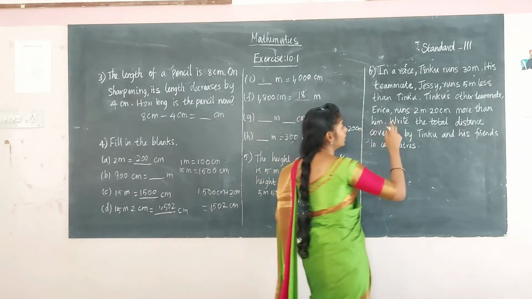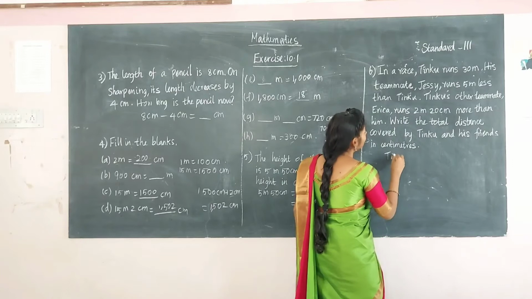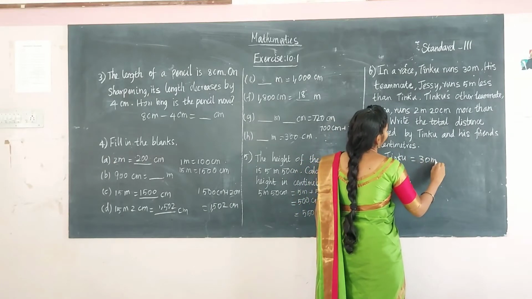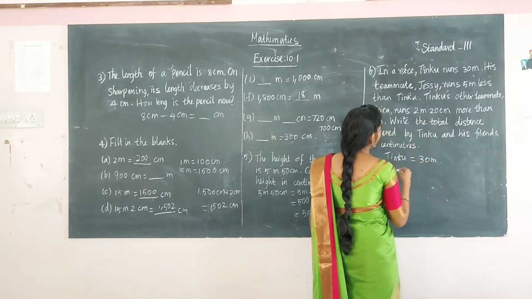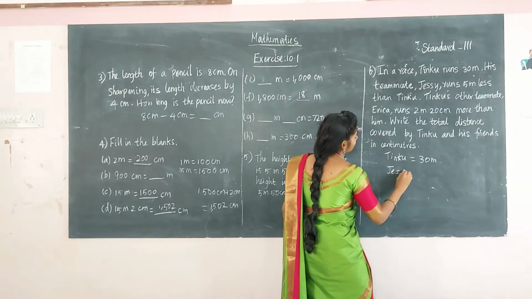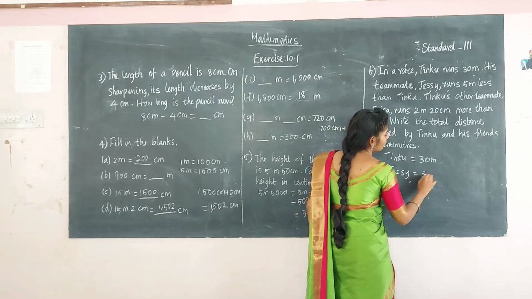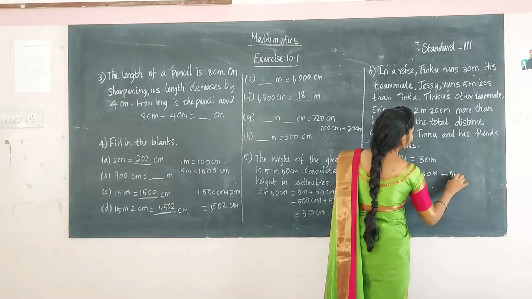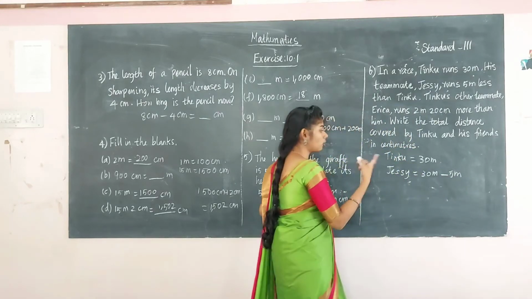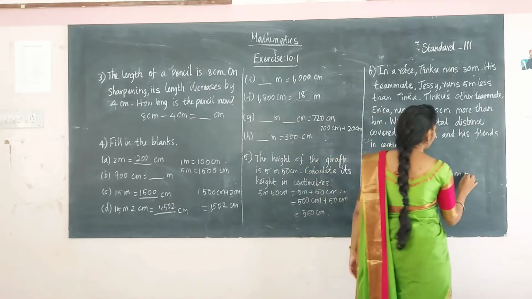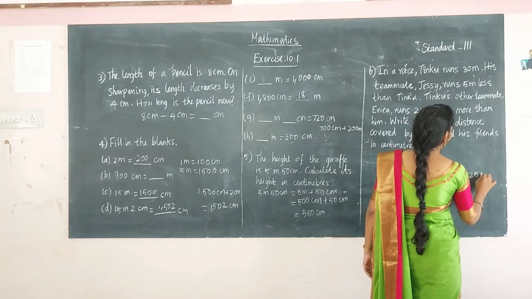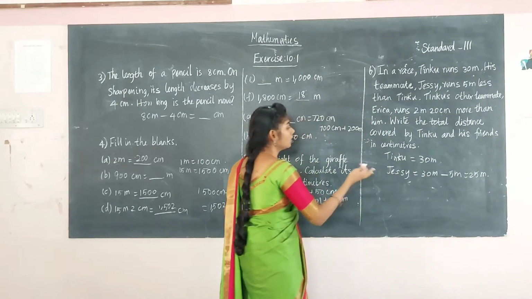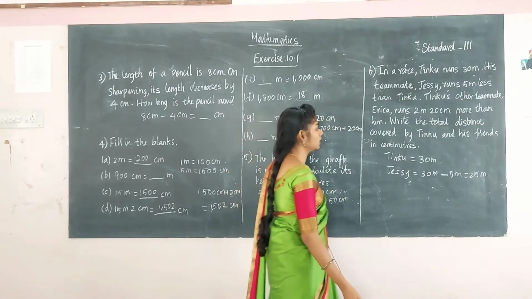So first, Tinku runs 30 meters. And Jesse, less than is given, no? So you have to subtract 5 meters, and now you write the answer as 25 meters. Only 5 meters less than, so you have to subtract 5 meters from 30 meters.